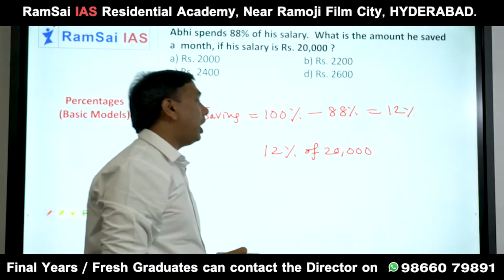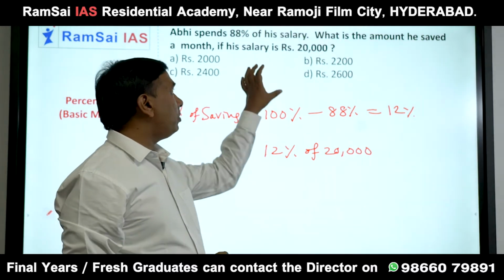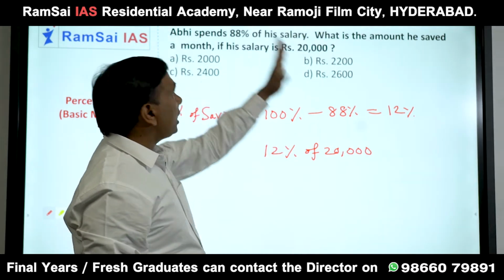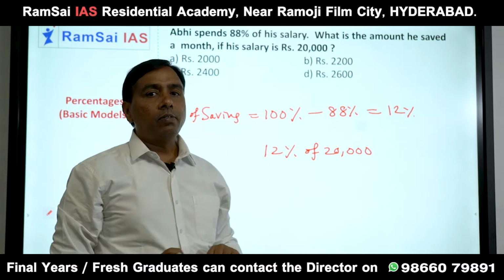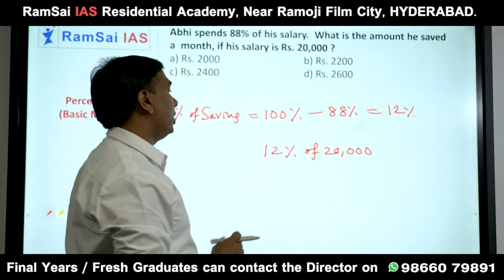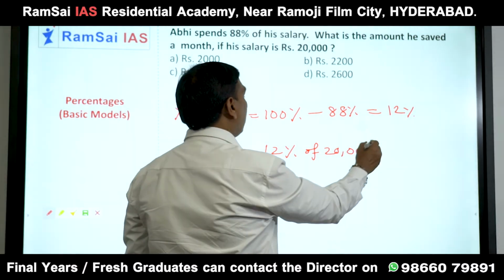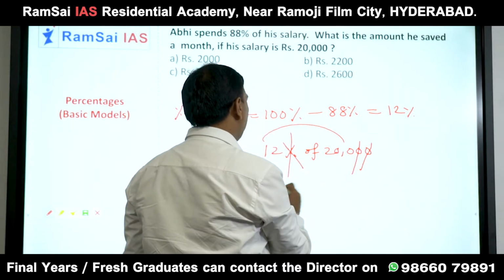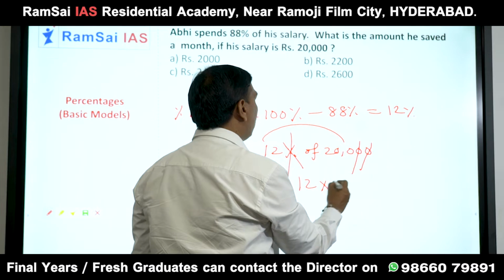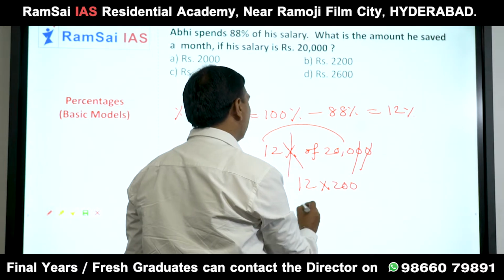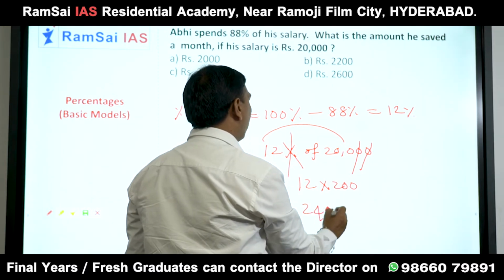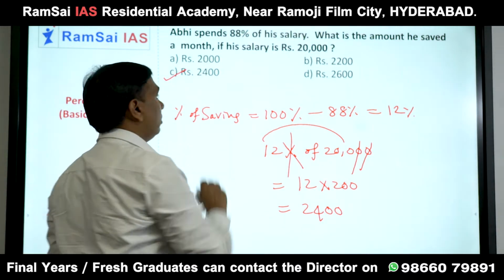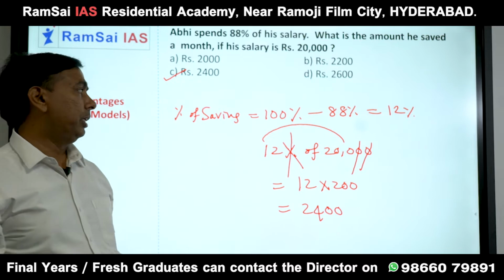In a way, it can be asked like this: what is 12% of 20,000? You can cancel 2 zeros to cancel the percentage. Then you can simply multiply: 12 into 200. That is 2,400. So C is the right option.